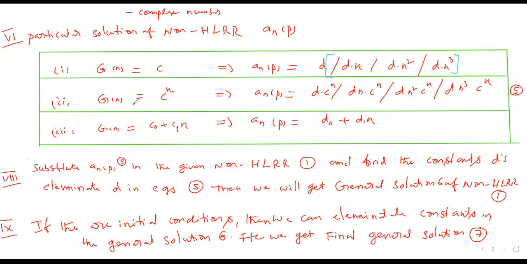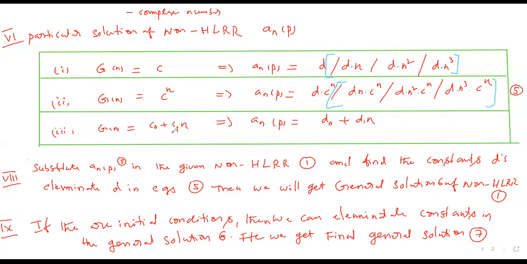Similarly, for the next one, suppose Gn is C power n. In that case, first take D into C power n. If D into C power n satisfies the equation, okay. Otherwise take D into n into C power n. If it satisfies, okay. Otherwise take D into n square into C power n, and similarly D into n cube into C power n. These are the other cases. First, we start from D into C power n.